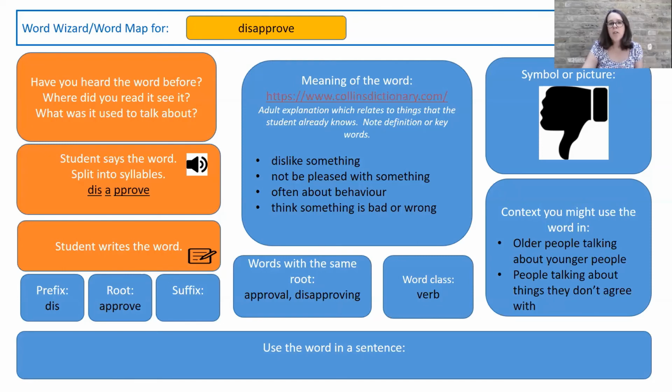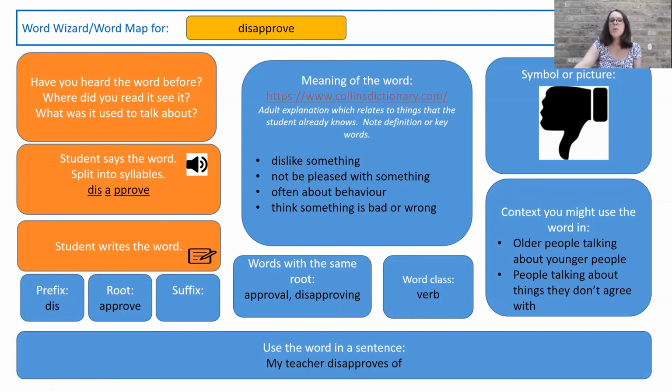The final part of our word map is the sentence creation. And this is really, really important because we can't use a word unless we know how to. So if we as adults learn a new word, we need to learn how to use it in a sentence and to be fully competent at using that word. So it's really much better if the students can think of their own sentence. It needs to be one that demonstrates the meaning as much as possible.